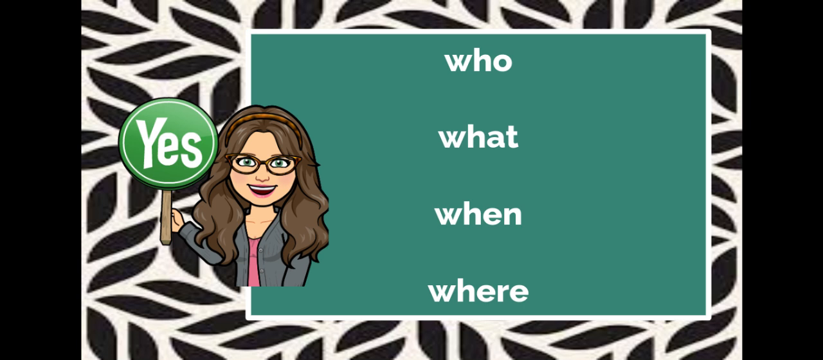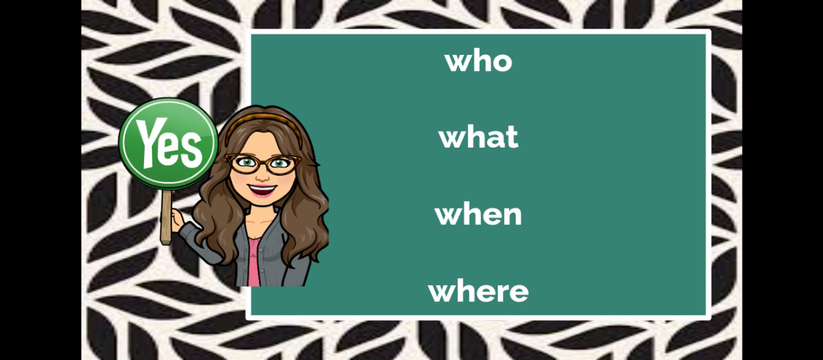If the question asks who, your answer must include information about a person or a group. If the question asks what, your answer must include an action or a name of a thing. If your question asks when, your answer must include a specific time, date, or event. If your question asks where, your answer must include a general location or specific place.